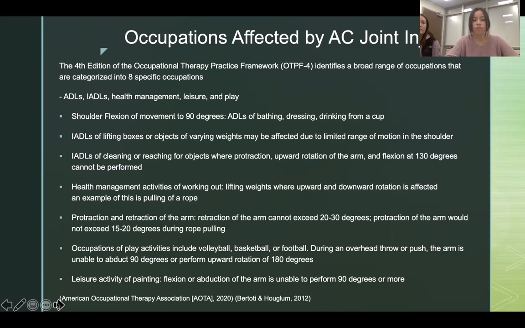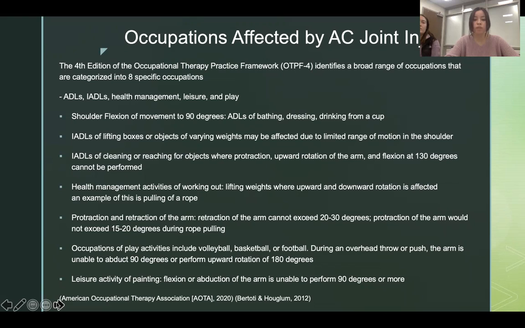IADLs of cleaning or reaching for objects where protraction, upper rotation of the arm, and flexion at 130 degrees cannot be performed. Health management activities of working out, such as lifting weights where upward and down rotation is affected. An example of this can be pulling of a rope.